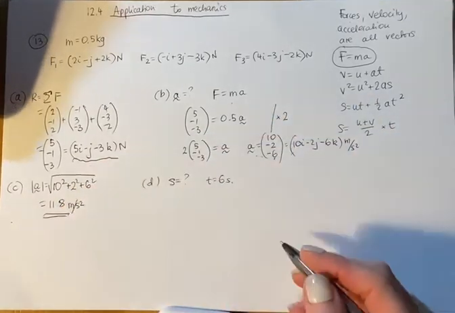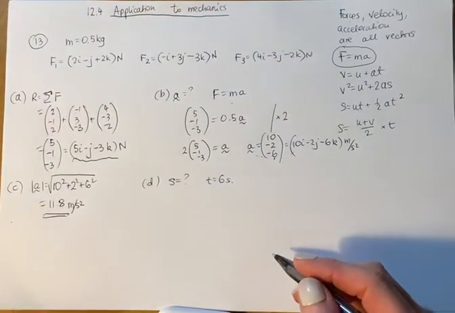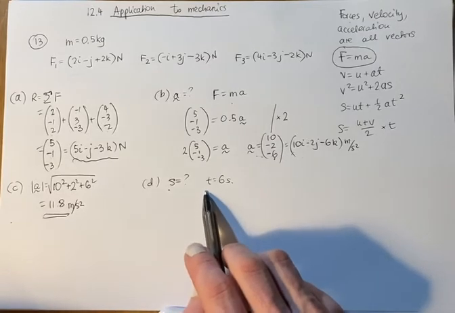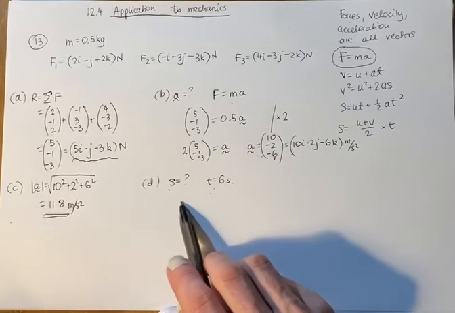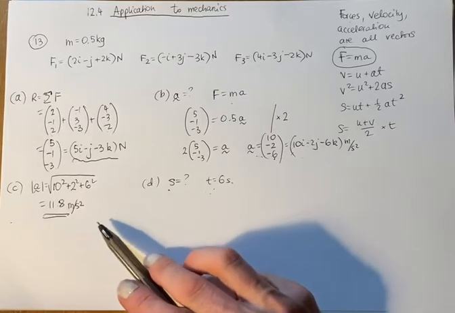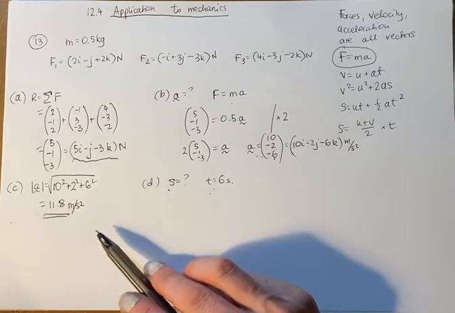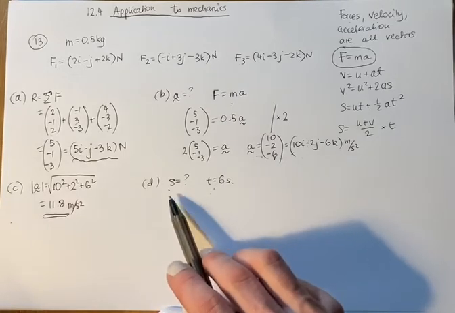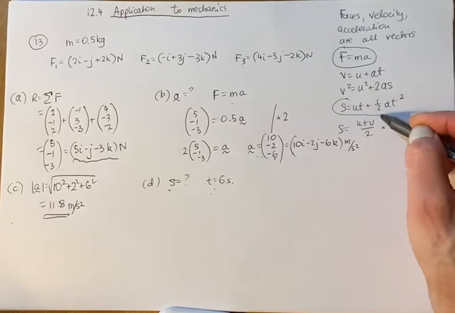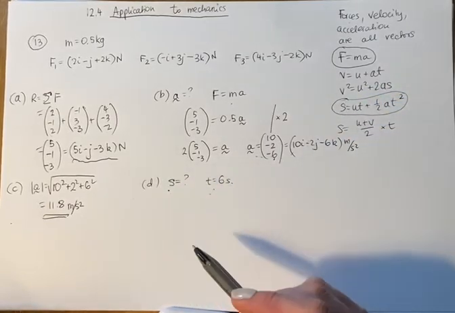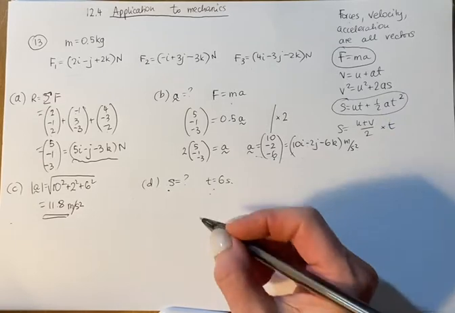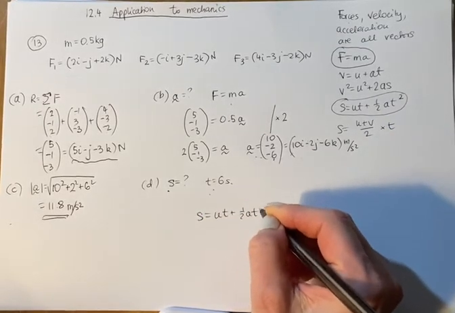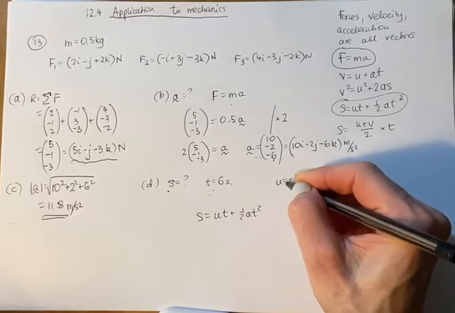Okay, in the last part we've been asked to find the distance covered in the 6 seconds as the particle moves with the acceleration 11.8 meters per second squared. So we're looking for the distance. Actually, we're told the particle starts from rest, so what we're going to do is s is equal to ut plus a half at squared, where u is equal to 0.